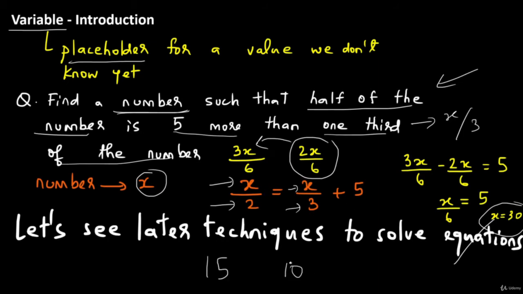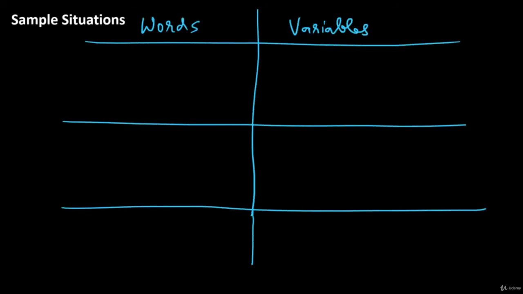That is 10. And you can see that 15 is equal to 10 plus 5 and it satisfies the condition given over here. All right. Now let's see a few sample situations where using a variable is of great use. So we have words and variables. That's the two things that we are trying to convert to.